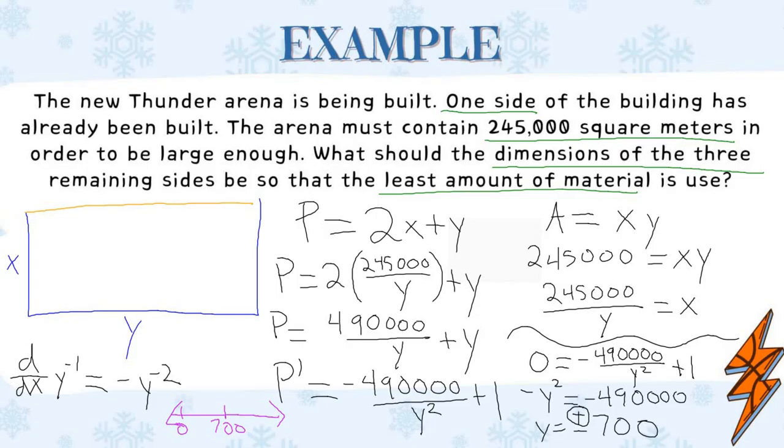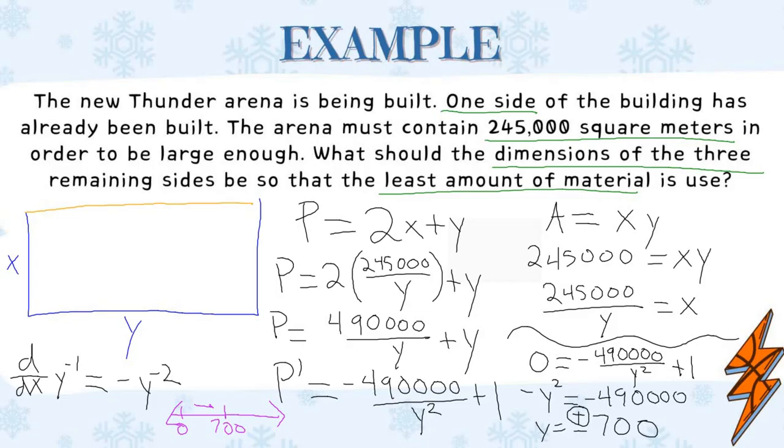So what is something that is before 700 but bigger than 0? 1. Sure. We plug that into our derivative function. We just get negative 490,000 divided by 1, which is still itself, plus 1. Is that going to be positive or negative? Very negative. Well, that's good.